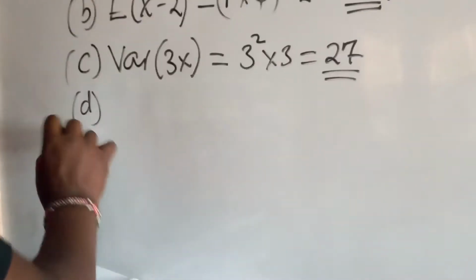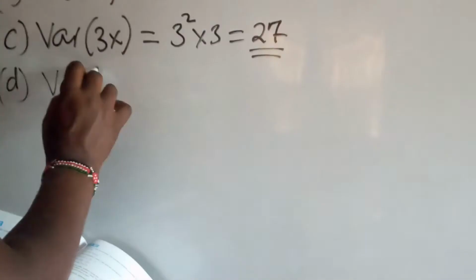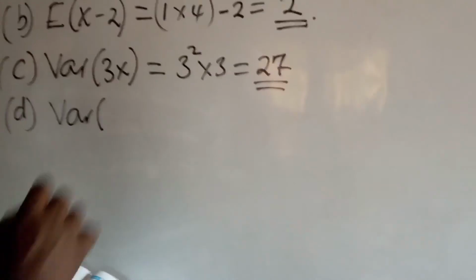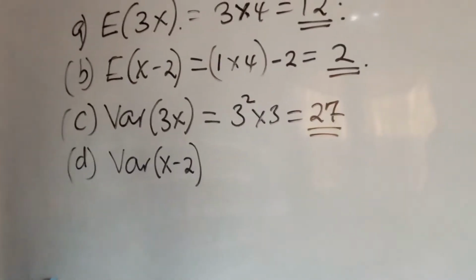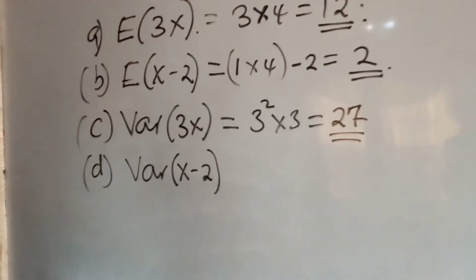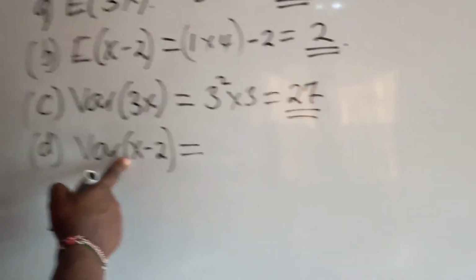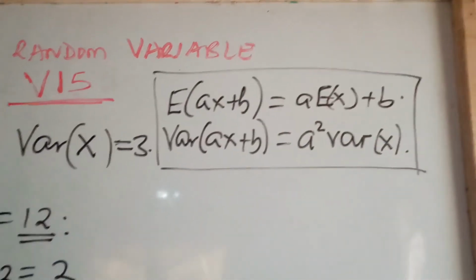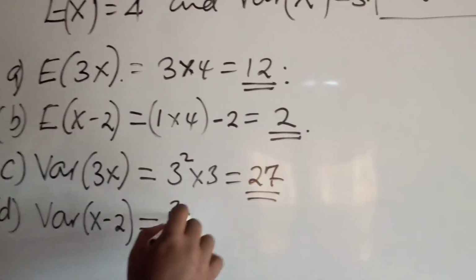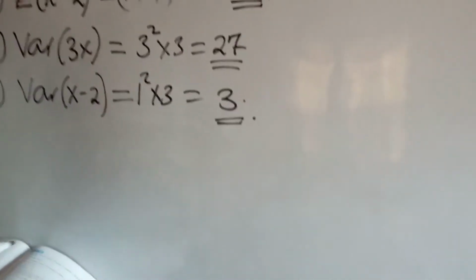What about part D? Part D is asking us the variance of X minus 2. You can see that our a is 1, so 1 squared remains 1. So 1 squared times the variance of X, which was 3, which is 3. And that's the end of it.